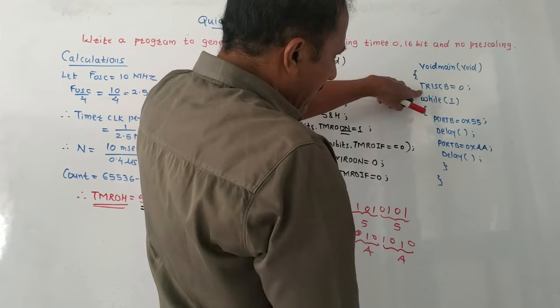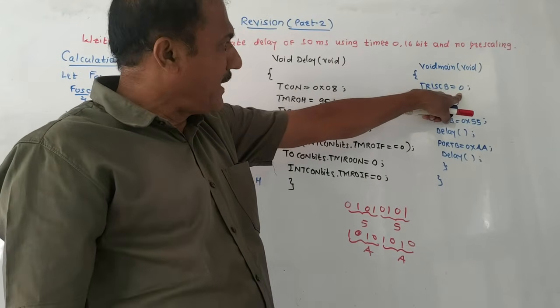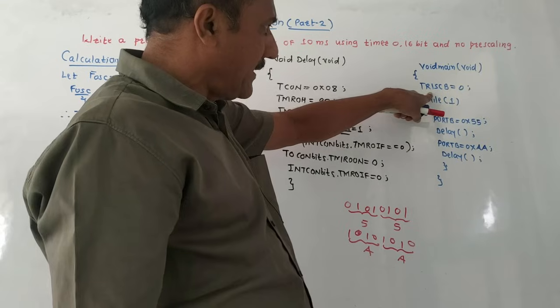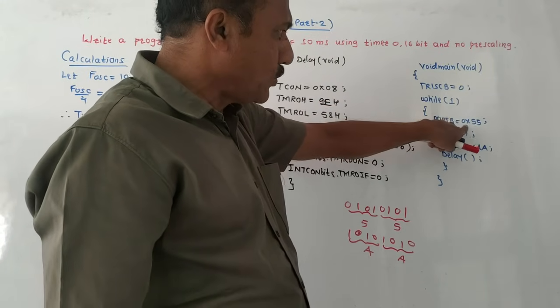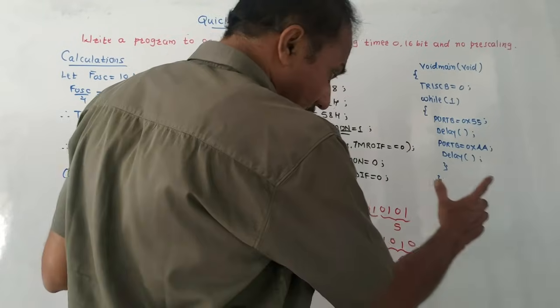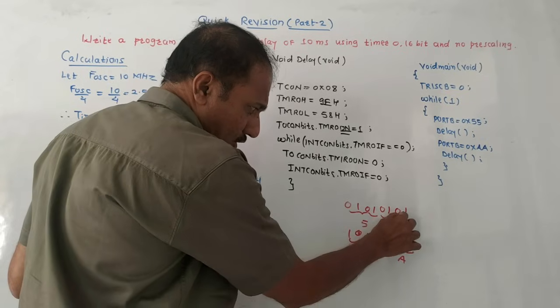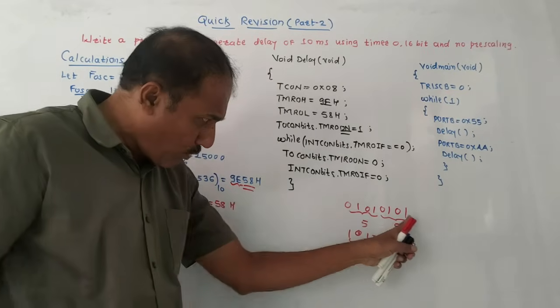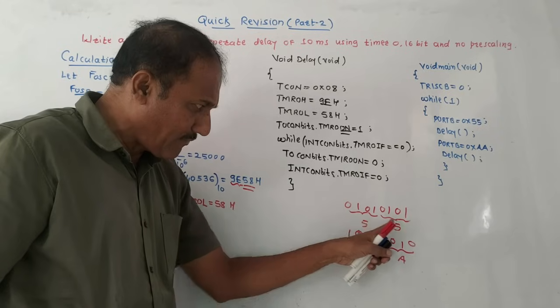So void main, TRISB equals to 0, we are making use of PORTB, so this is the corresponding command. TRISB equals to 0, while 1, PORTB equals to 0x55. ये command कहाँ से है, देखो, aise ek bit pattern assume kar lo, 01010101, to iska last jo four values hai 0101, iska answer 5 hai, matlab 55.